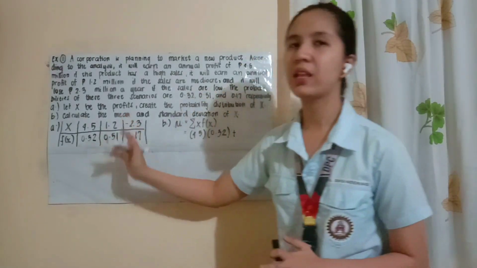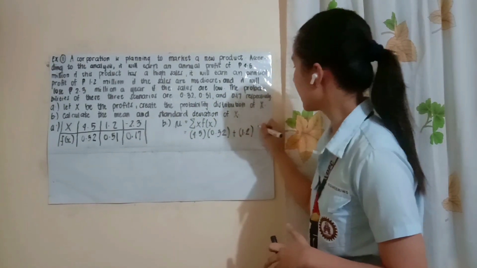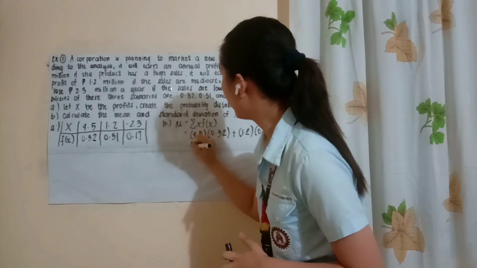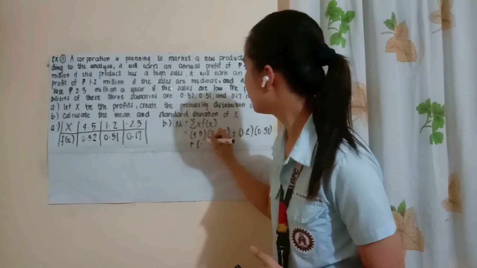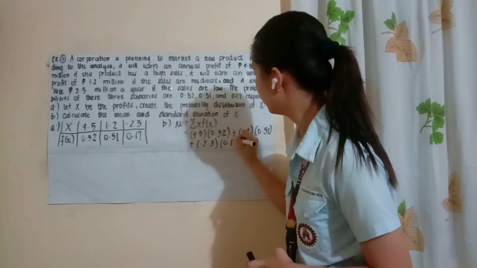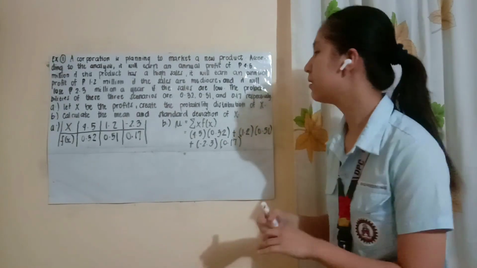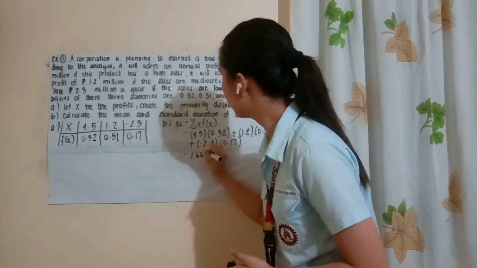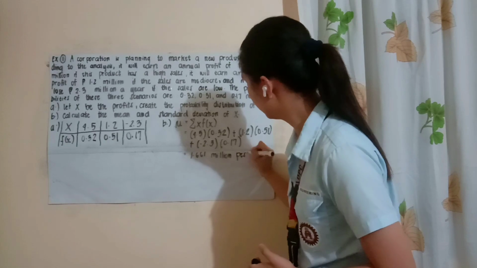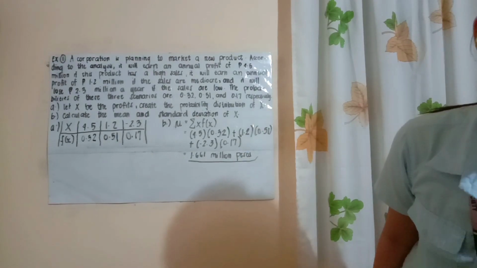For the second value, we have 1.2, and its corresponding probability is 0.51. Next, plus, the last one, negative 2.3, multiplied by 0.17. If you input this in your calculator, the value will be 1.661 million pesos. This is our mean, the answer for our mean.